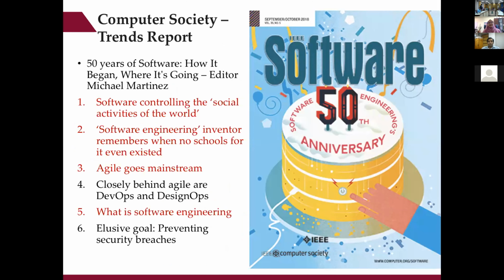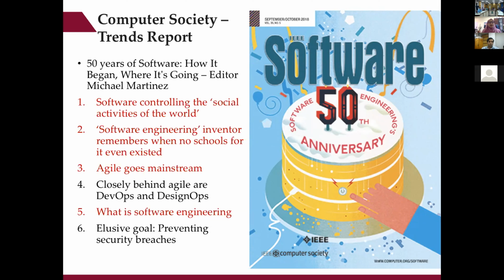Due to that, I think in terms of the software engineering discipline, it's already 50 years now. Since 1968, the term software engineering has been introduced. IEEE Software Magazine, in their October 2018 issue, discussed in detail the 50th anniversary of the software engineering discipline. There are 6 issues discussed by the editor.